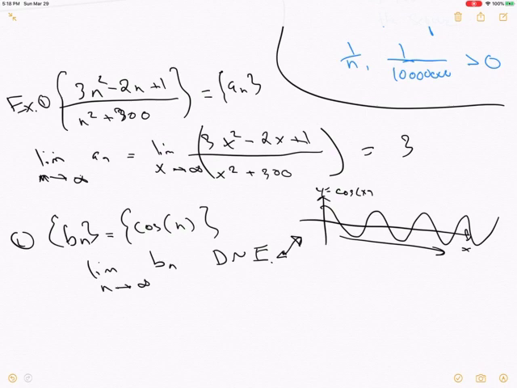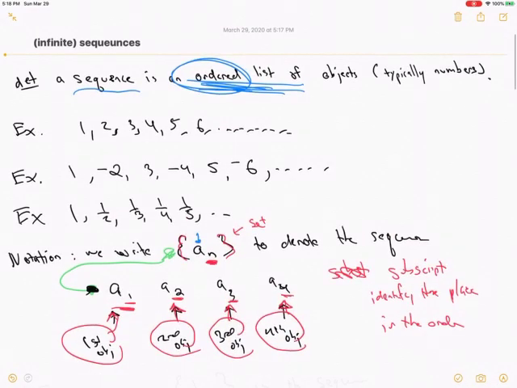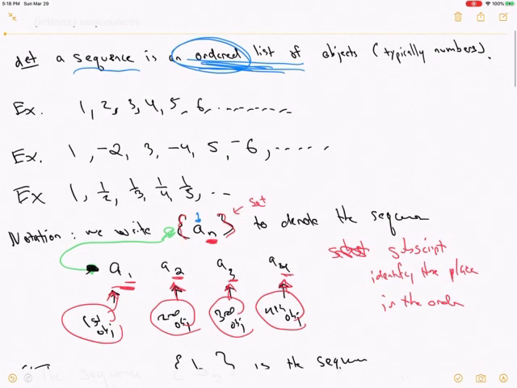Anyway, that's just a brief reminder of what a sequence is. A sequence is an ordered list of objects, and it's really just a reminder on the notation, and then a reminder on calculating limits.